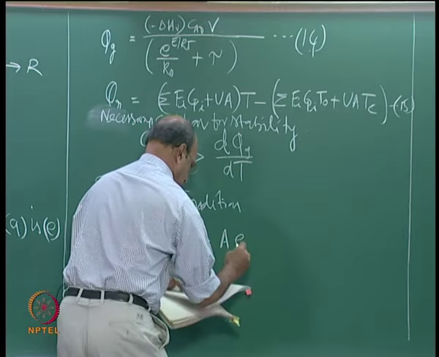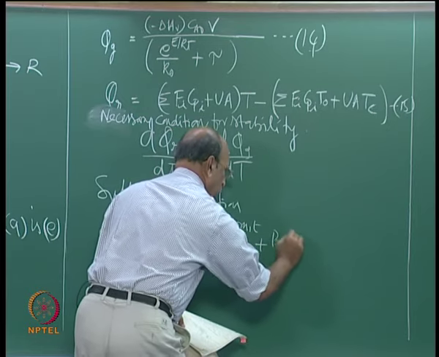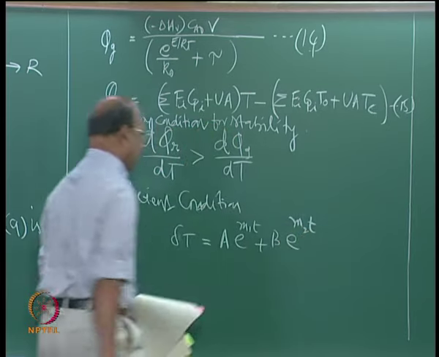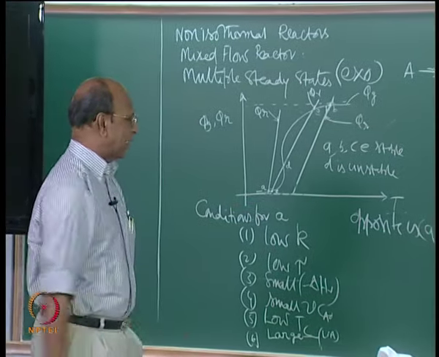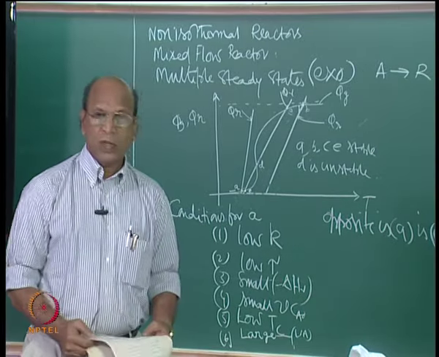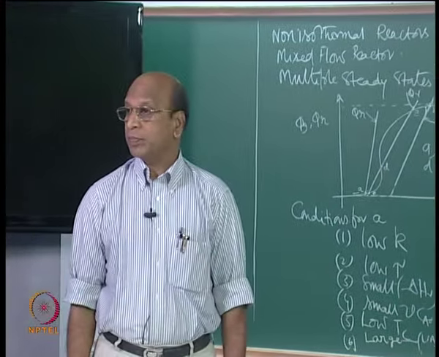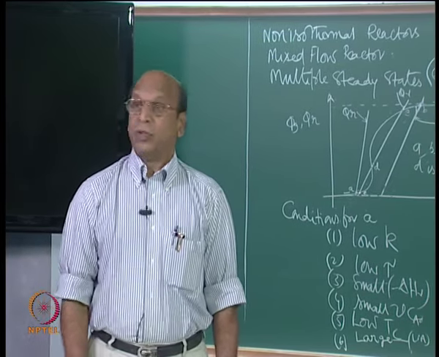some constant into m_1 T plus B into m_2 T. You should have got this many times. I am not doing all that. When do you say that the condition will be stable, the point will be stable? When m_1 and m_2 must be real values that are negative, right. So, that is the condition.